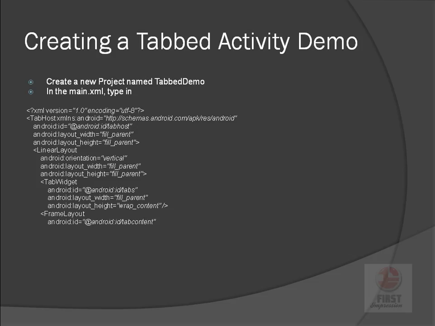The ID of the frame layout has to be compulsory tabcontent, that you cannot change. Then you have the layout width and the layout height. Then you close the linear layout and you close the tab host. Okay, so inside the tab host you have a linear layout. Inside the linear layout you have two controls, the tab widget and the frame layout. The tab widget has the ID of tabs and the frame layout has the ID of tabcontent. This XML file can be directly downloaded from the developer.android.com website, because they have proposed a tab layout for all your activities.